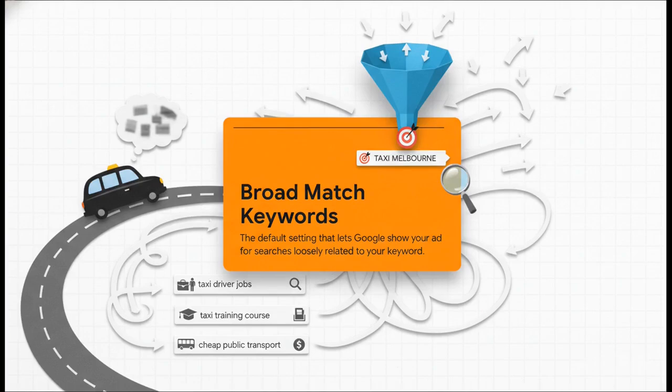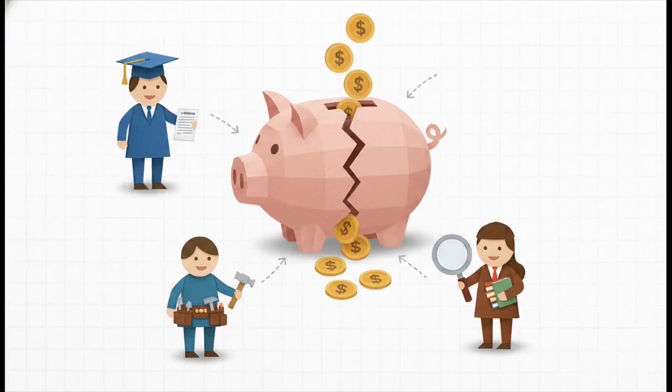So let's say you're a taxi service, and you're bidding on the keyword taxi Melbourne. With broad match, Google might show your ad for searches like taxi driver jobs or taxi training course. Google sees a connection, sure, but the person searching has a completely different goal in mind. And this is the result. This is exactly why your budget gets eaten alive by clicks that have absolutely zero chance of turning into a customer. You're paying for job applicants, students doing research, or people just looking for free advice.